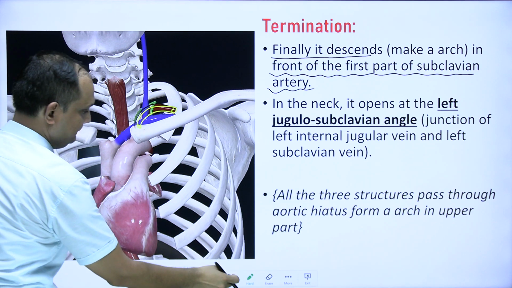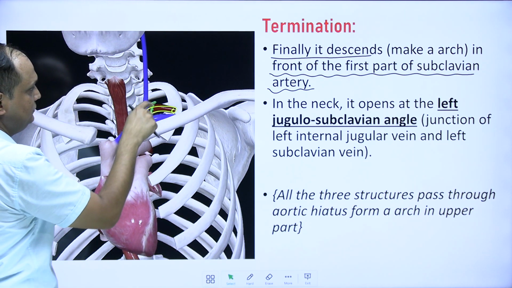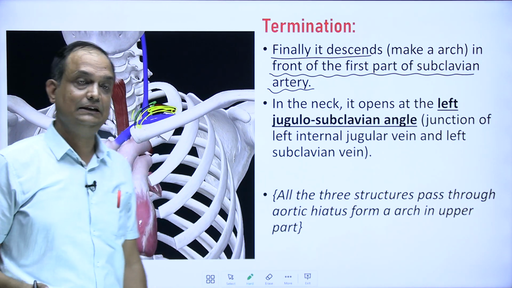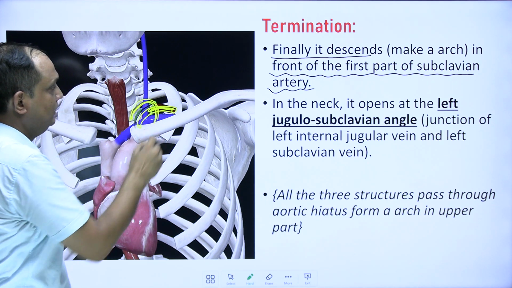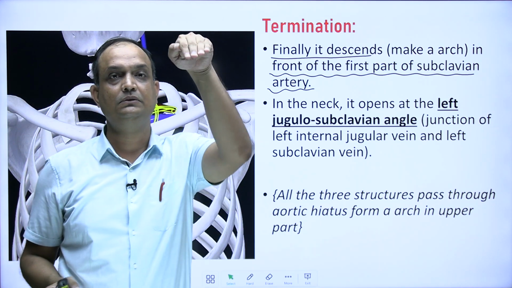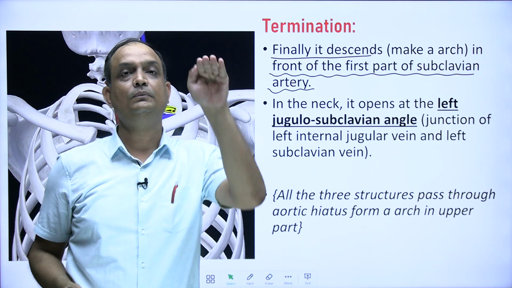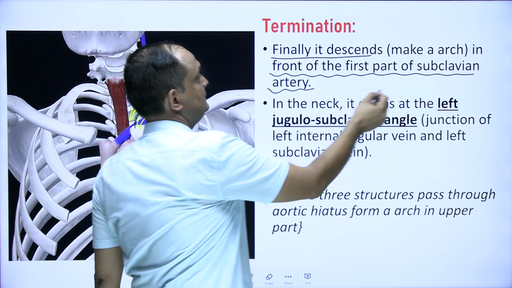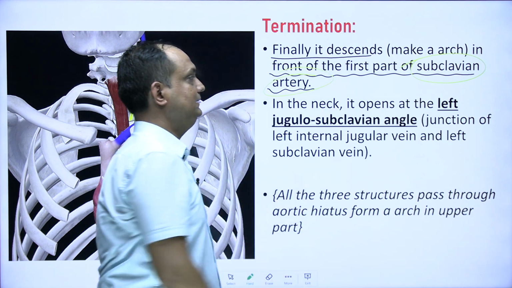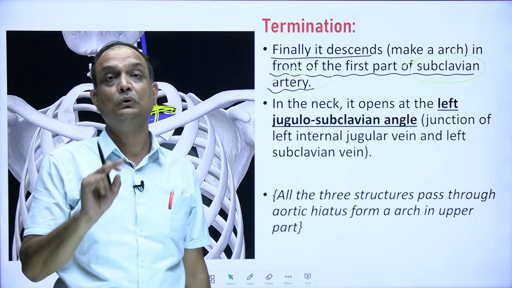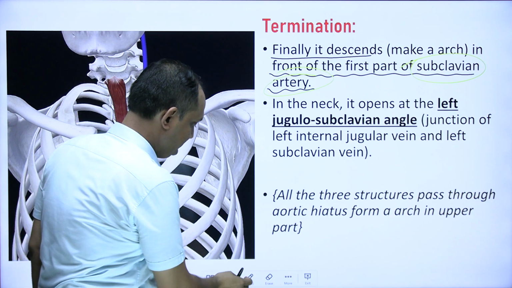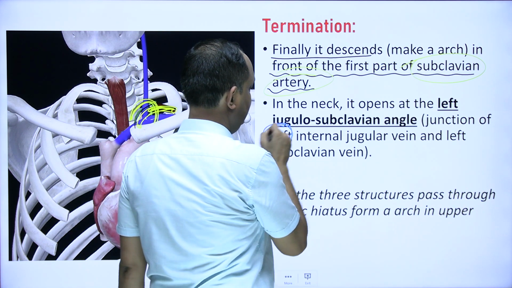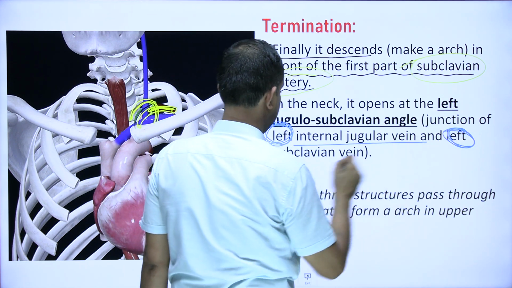Now the duct which is present here is in the green color, which you can see is arching on this area. So it becomes easy to understand that at the level of C7 the arch is formed, and this arch is going from the posterior mediastinum to the anterior aspect. And when it is going from posterior to anterior, on the left side it is crossing the first part of your subclavian artery, and then in the neck it opens at the left jugulo-subclavian angle. Now what is that left jugulo-subclavian angle? It is actually a junction of the left internal jugular vein and left subclavian vein.